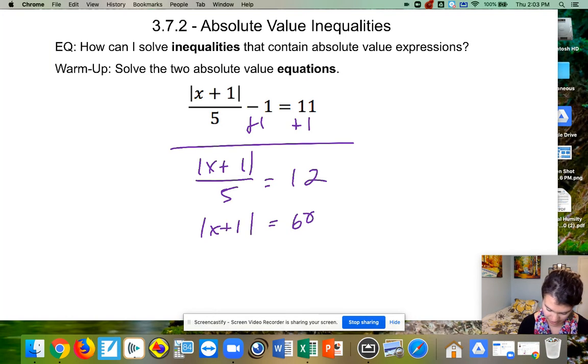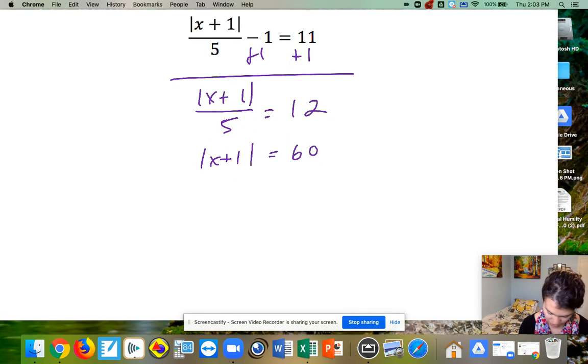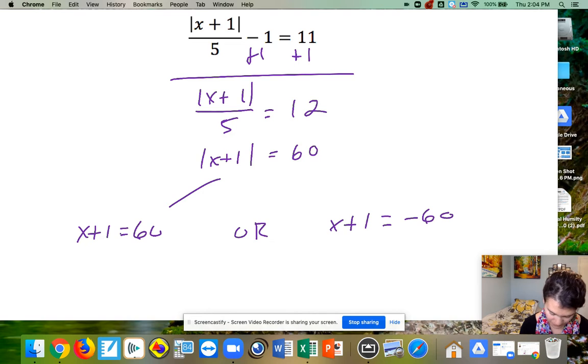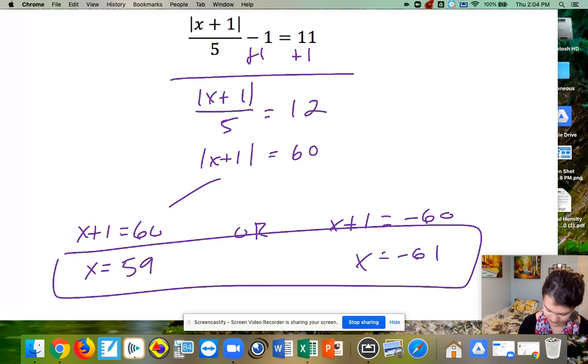And now we have to split it up into our two separate equations. So we get x plus 1 equals 60, or x plus 1 equals negative 60. And this will give us x equals 59, we're subtracting, and x equals negative 61. That's your two answers.